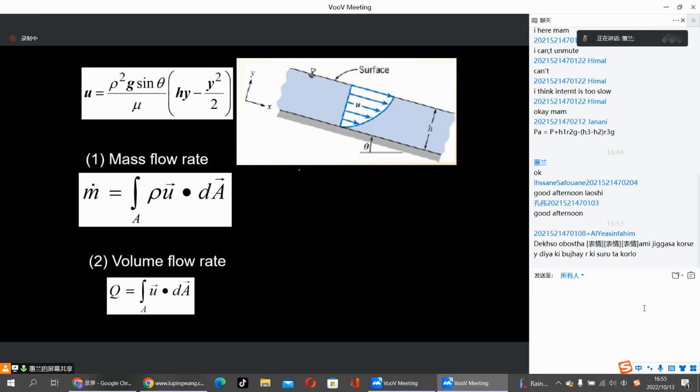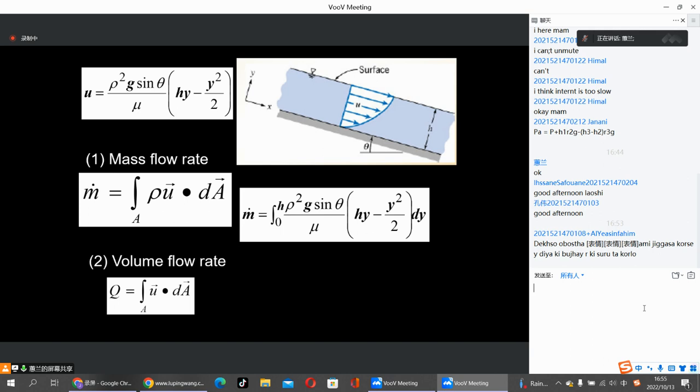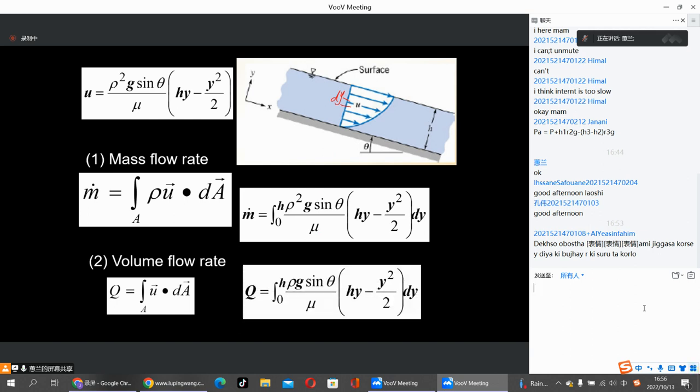Oh, sorry, it's not dh. It should be dy. You're right, you corrected me. Because for this differential element, this should be dy. Yes, you are right. So here this will be u times dy. Actually, we multiply by 1 unit width, and then we integrate for the whole cross section, up to the upper limit.